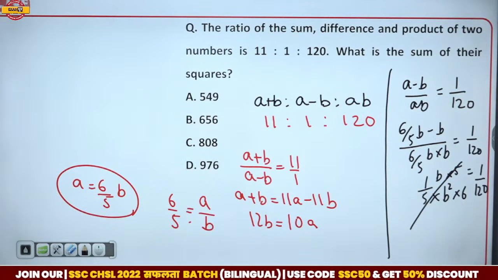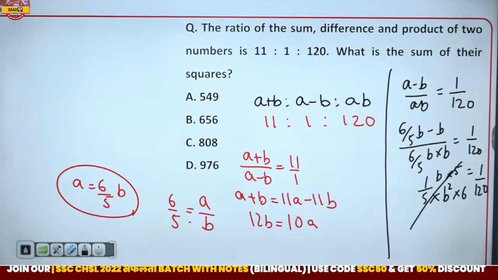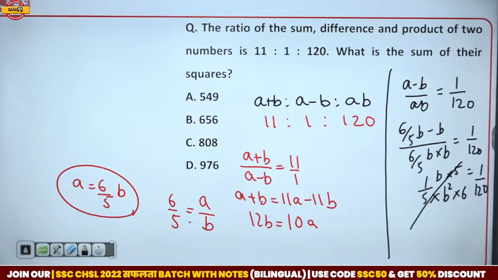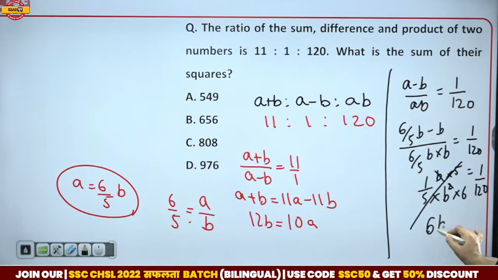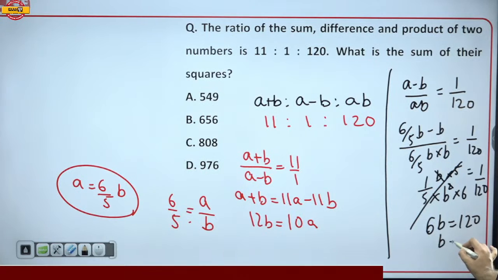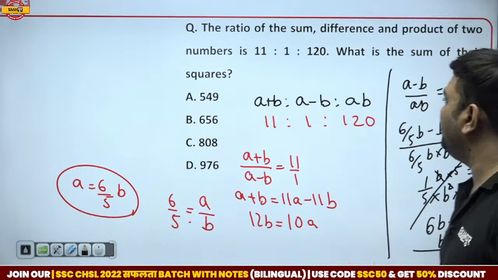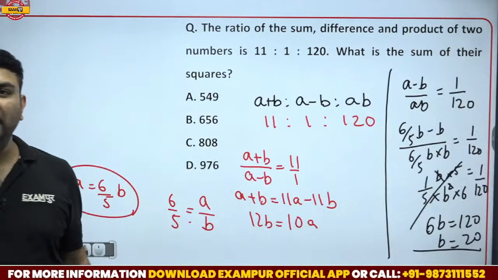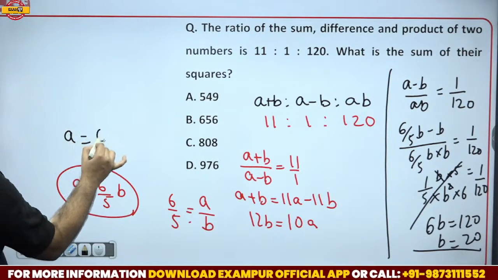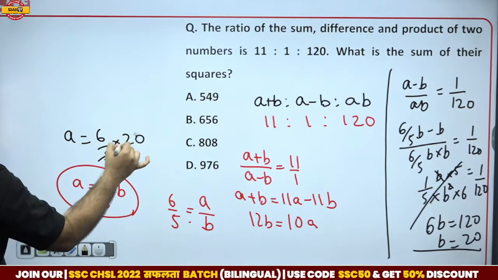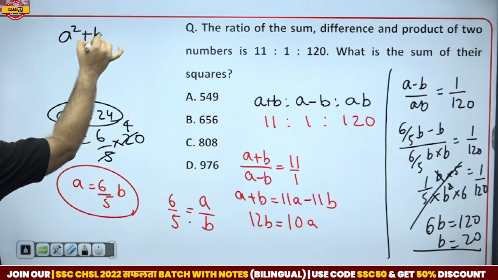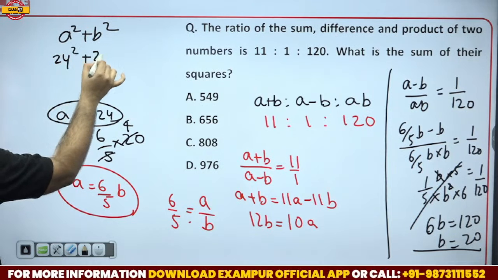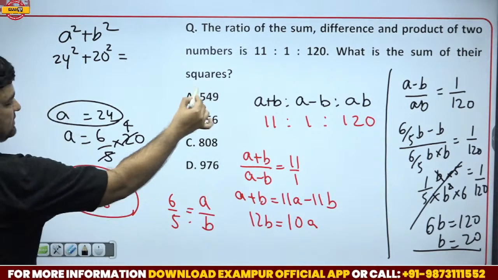Okay, A is 6 by 5 of B. So 6 by 5 of B into B. Here it is 1 by 5, 6 by 5. B is getting what? 6B is 120. Okay. So B is 20. B is 20. So A is 24. They are asking A square plus B square. 24 square plus 20 square. Unit digit of 6.